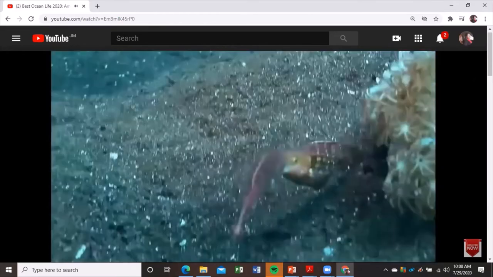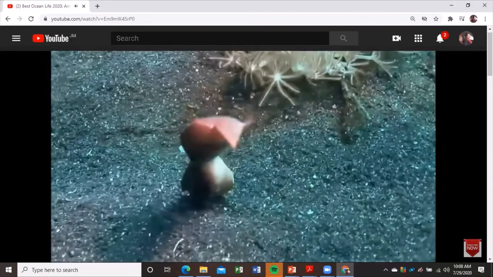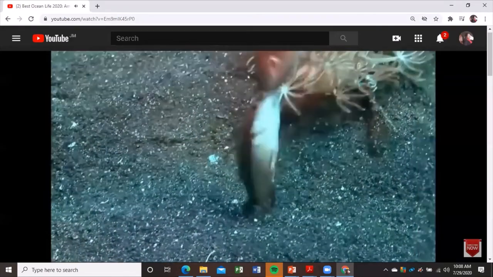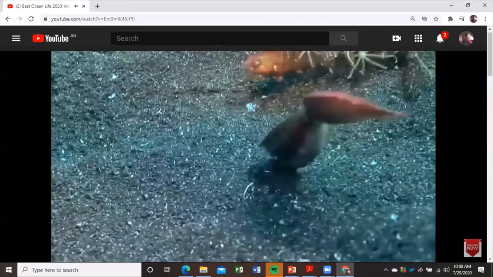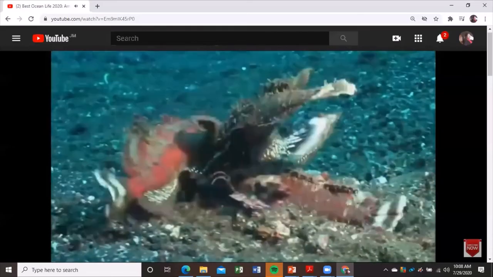A dispute amongst the members of the cichlid family. Who is stronger, and especially who is louder. Two Walkman fish are noisily trying to woo a female.